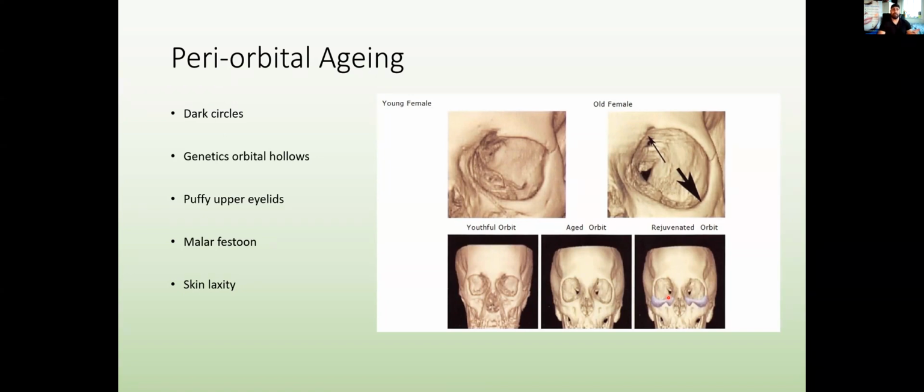But remember, before all of this, we need to have just a quick think about what's happening at the deep layer, because a primary concept of rejuvenating the tear trough region is adding filler into the deepest compartment, which is your SOOF.